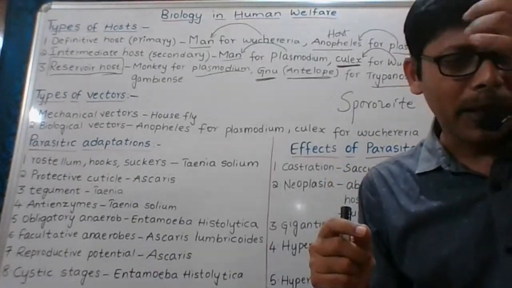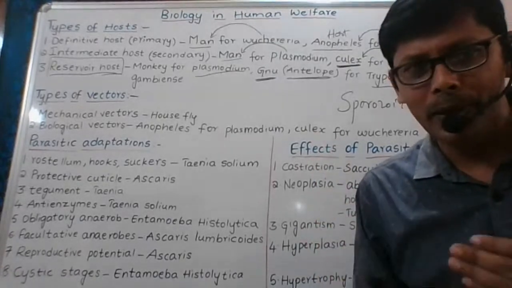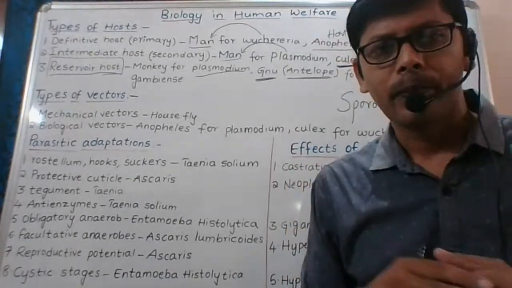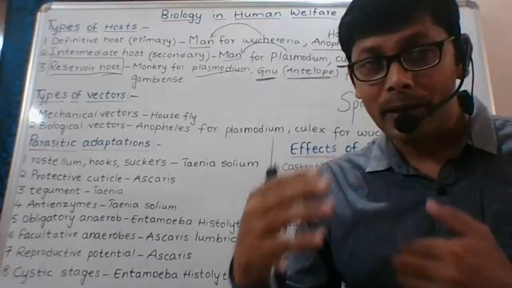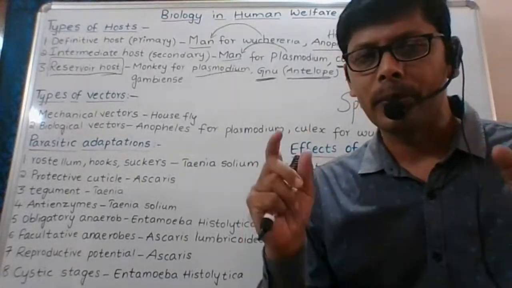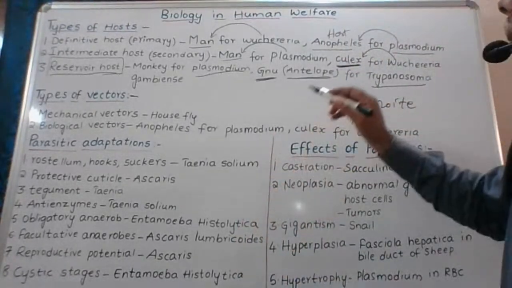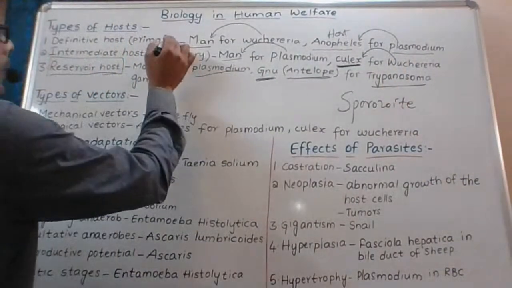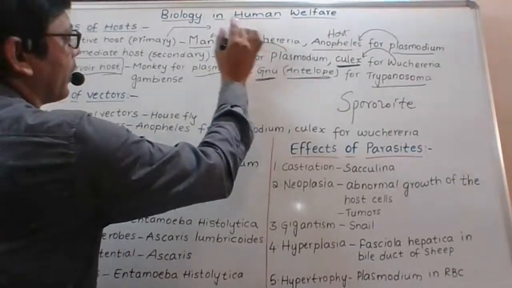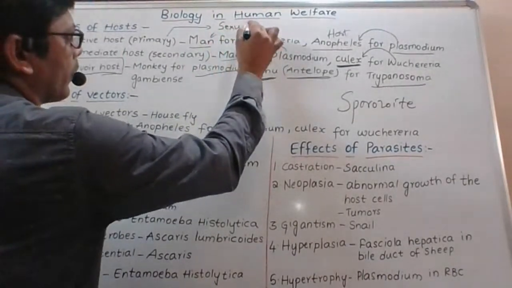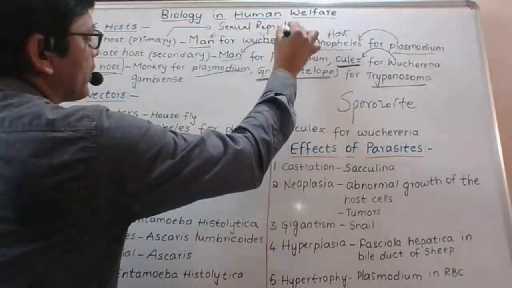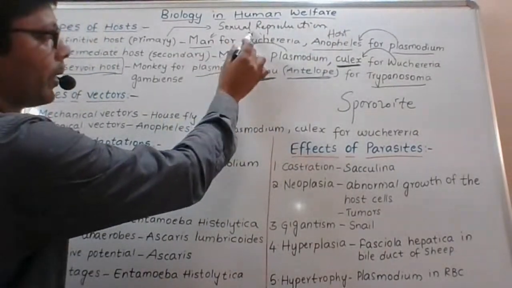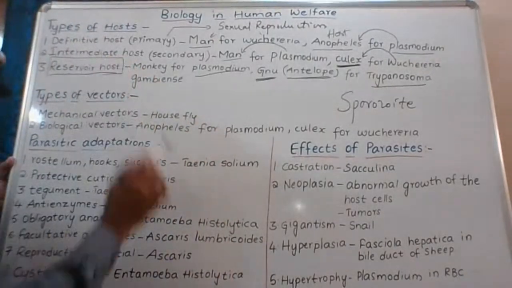Primary host is the host which harbors the sexual stages or mature stages of a parasite, or the host in which the parasite undergoes sexual reproduction. That host is called the primary host. In the primary host, mainly sexual reproduction takes place.